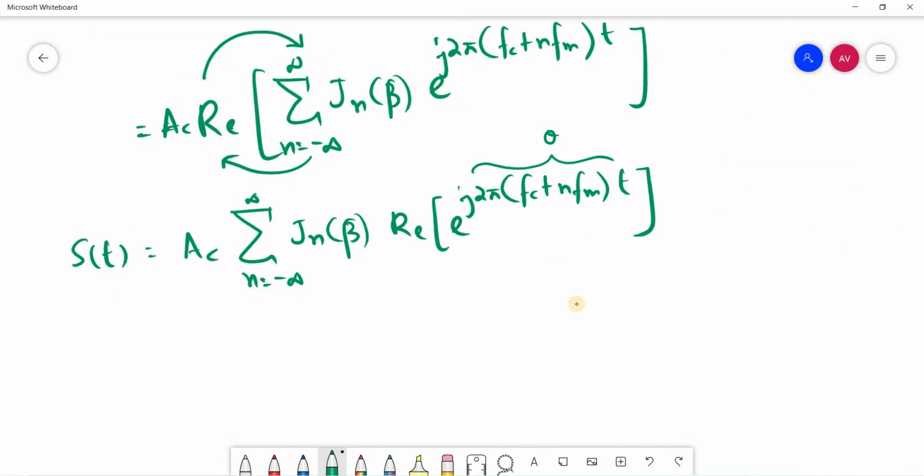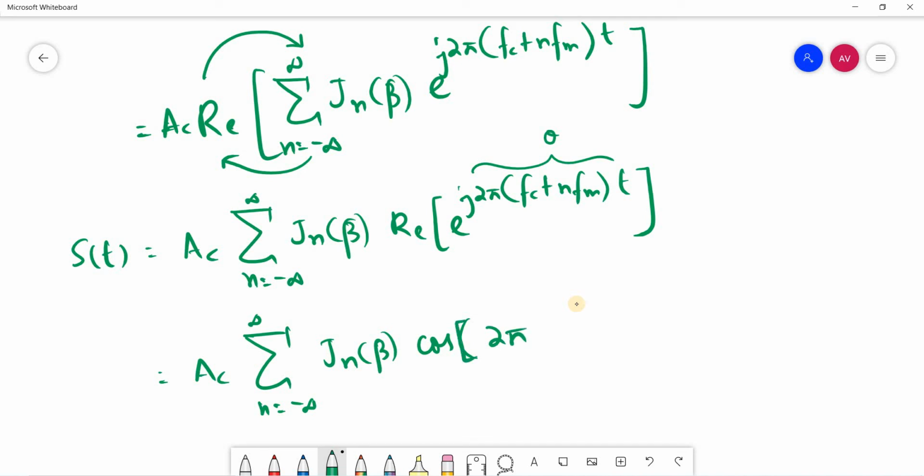So it is equal to AC times summation n from minus infinity to infinity Jn beta times cosine of, maybe I'll use a square bracket here, 2 pi times (fc plus n fm) times t. So this is what we have. So this is actually S of t, right?